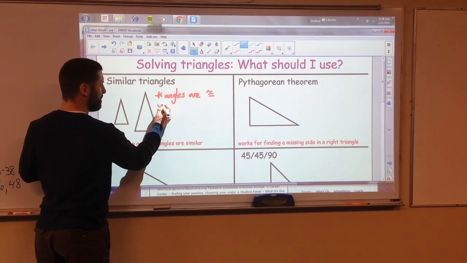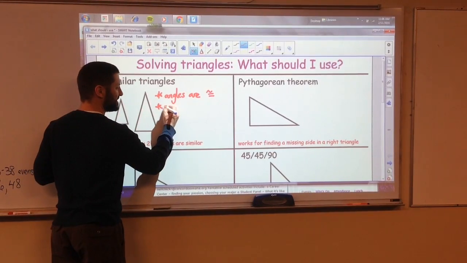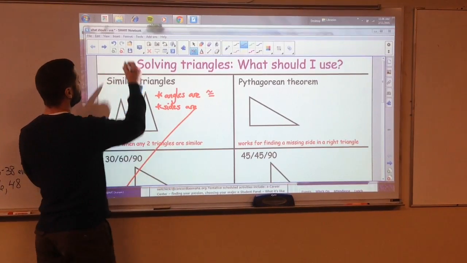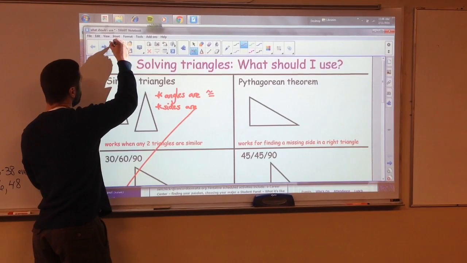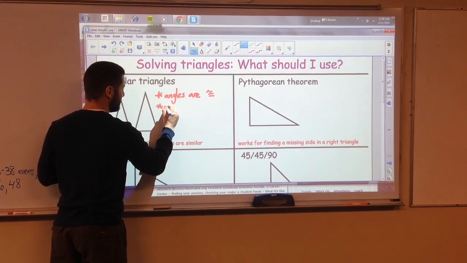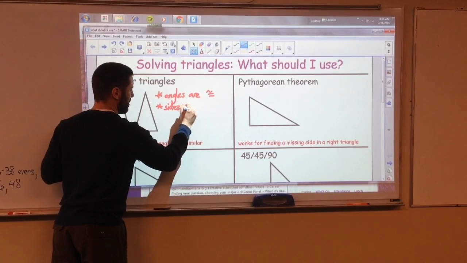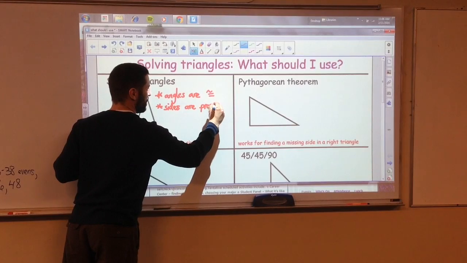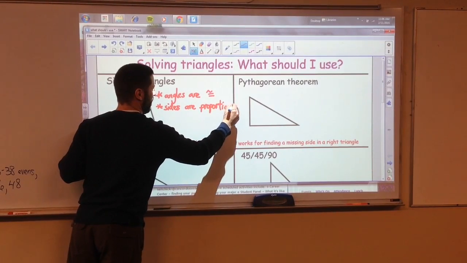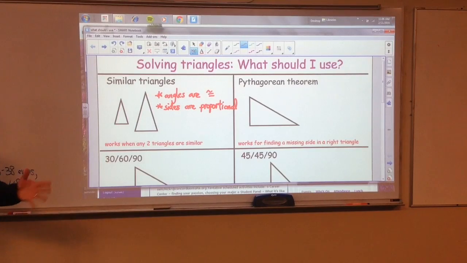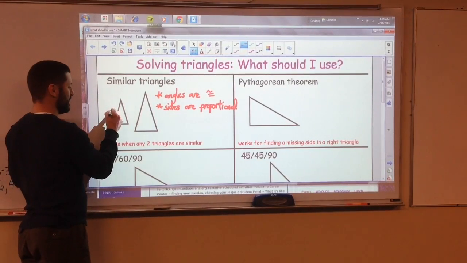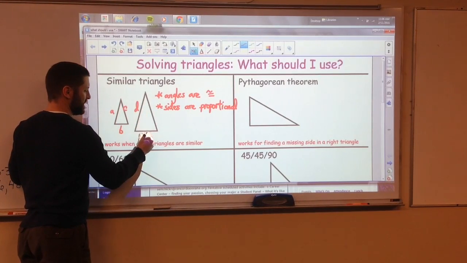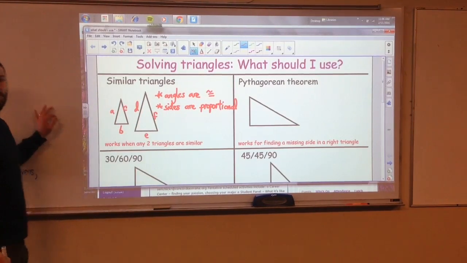And then we had a rule about the sides, and the rule about the sides is that sides are proportional was the word that we used. Proportional meant you have equal ratios. So I'm going to put some ratios up here. A, B, C, D, E, F. And I didn't go in the same order on purpose.